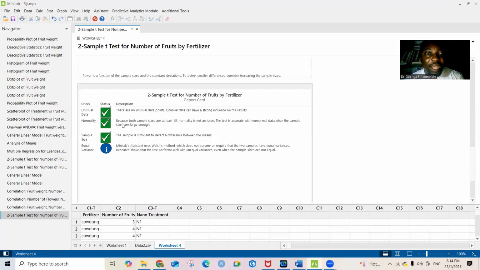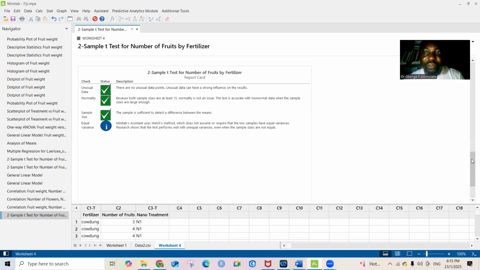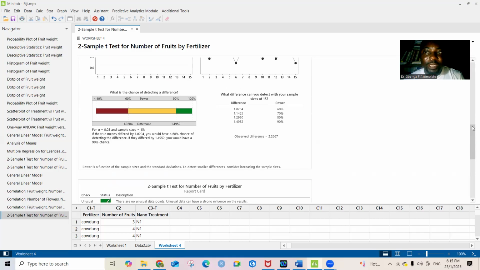The data is normal, all right, because both sample sizes are at least 15. So normality is not an issue. You can see it is written there clearly. The sample size is sufficient to detect a difference between the means. So Minitab is able to give us some kind of diagnosis of the data, even after running the analysis. You can see how beautiful Minitab can be in testing the hypothesis of our studies.